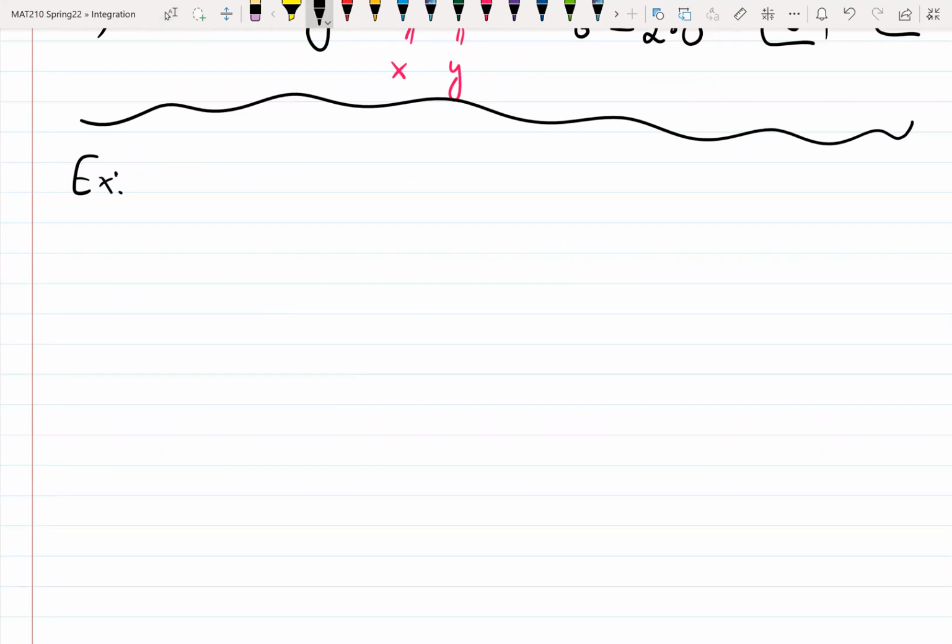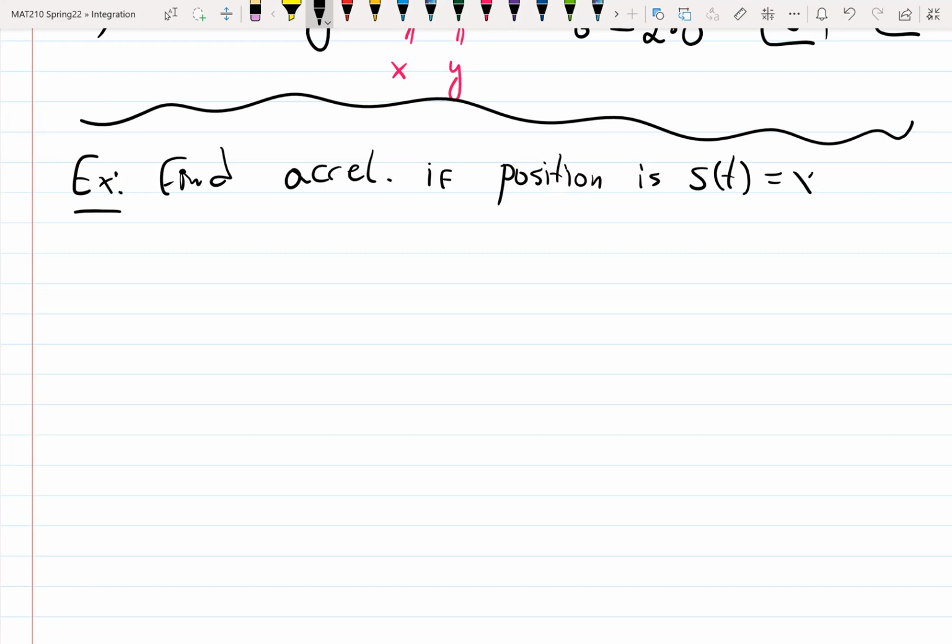Example, find acceleration if position is given. Position is s of t equals x minus x ln x. Check this out. Do you remember the relationship between s, v, and a?